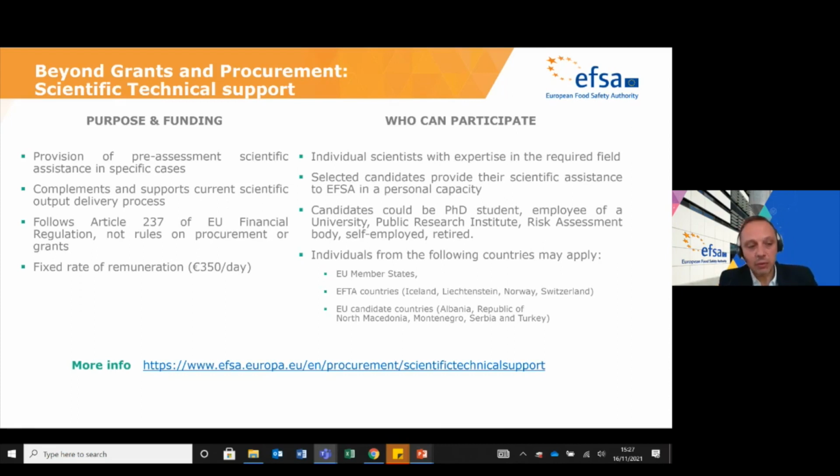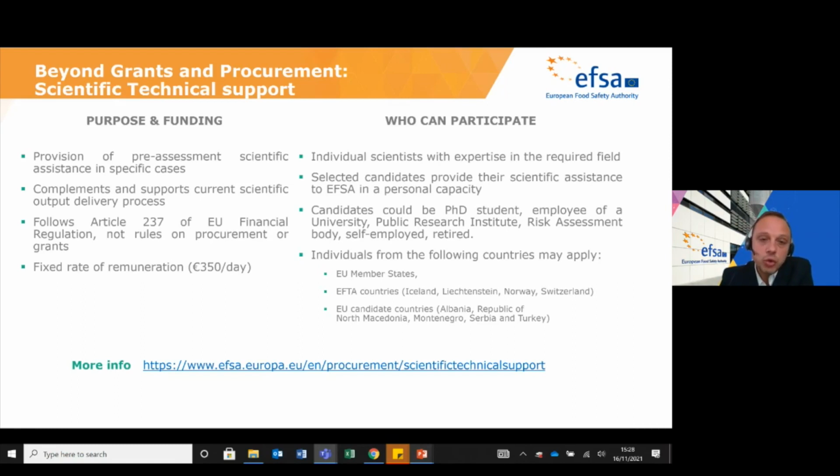Again, here we have rules in terms of access to the scheme, and when it comes to the country where the application comes from, individuals can apply mainly from EU member states, EFTA countries, and the EU candidate countries. However, experts from third countries may also apply, and they will be considered if the required level of expertise was not found among the nationals of the EU, EFTA or EU candidate countries. But they're not automatically excluded, as would be the case for procurement.